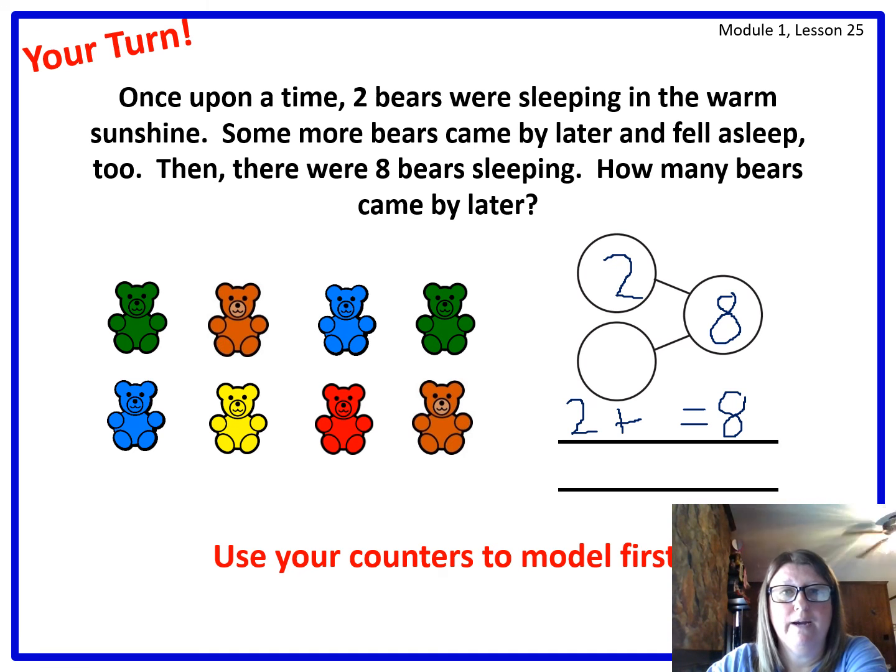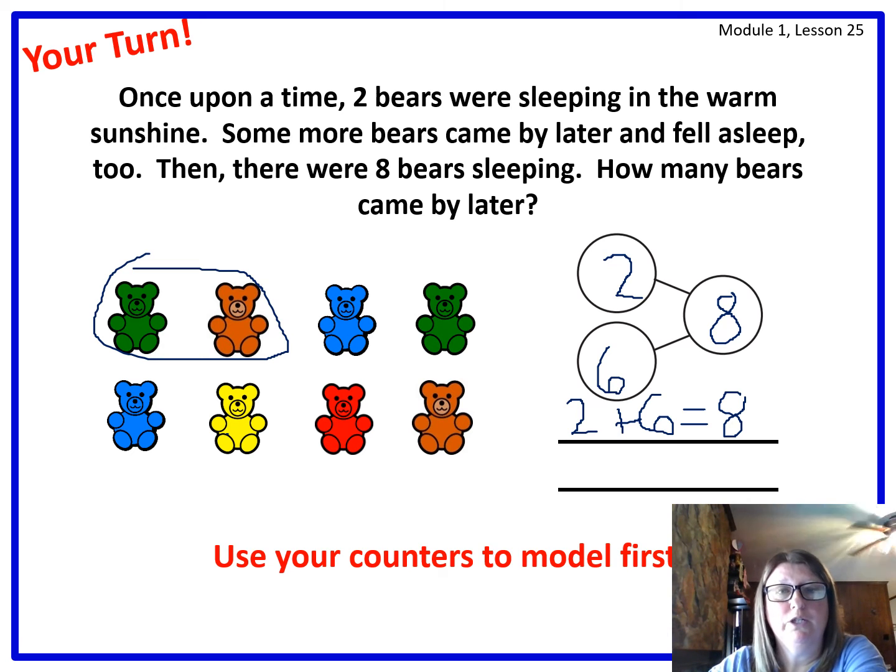So I have my 8 bears here. I'm going to circle the 2 that were sleeping. The rest are what came later. So there was 1, 2, 3, 4, 5, 6. So 6 came later. All right. Now, if I want to turn this into a subtraction sentence, 8 is our total, minus 2 that were sleeping equals 6 that joined them.